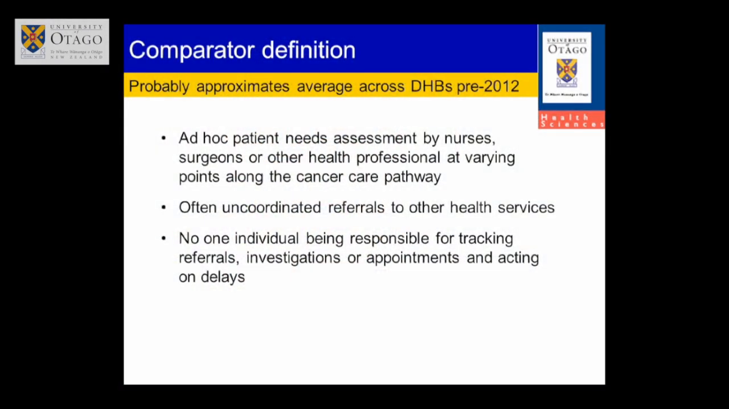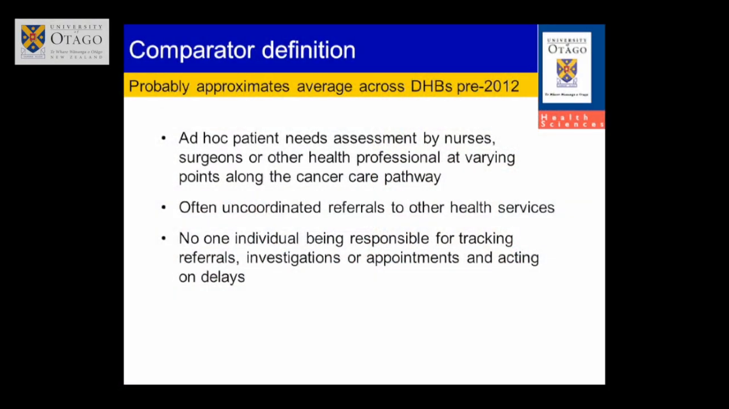Now, this is the Darren Hunt slide, who walked in late, but here you are, Darren. Here's your slide. He sent me a churlish email saying, well, what's the blinking comparator? Well, the comparator is essentially what we think has been happening on average across DHBs in New Zealand pre-2012. And it's essentially ad hoc patient needs assessment by nurses or surgeons or the house surgeon or whoever, often uncoordinated referrals, and no one individual being responsible for tracking those referrals. We think it's on average what was happening across DHBs, but we also have conceptualised this in terms that fit the very scant literature there is, because we need to parameterise our model. So this is also a blend of what we think New Zealand was like and what literature we can leverage off.